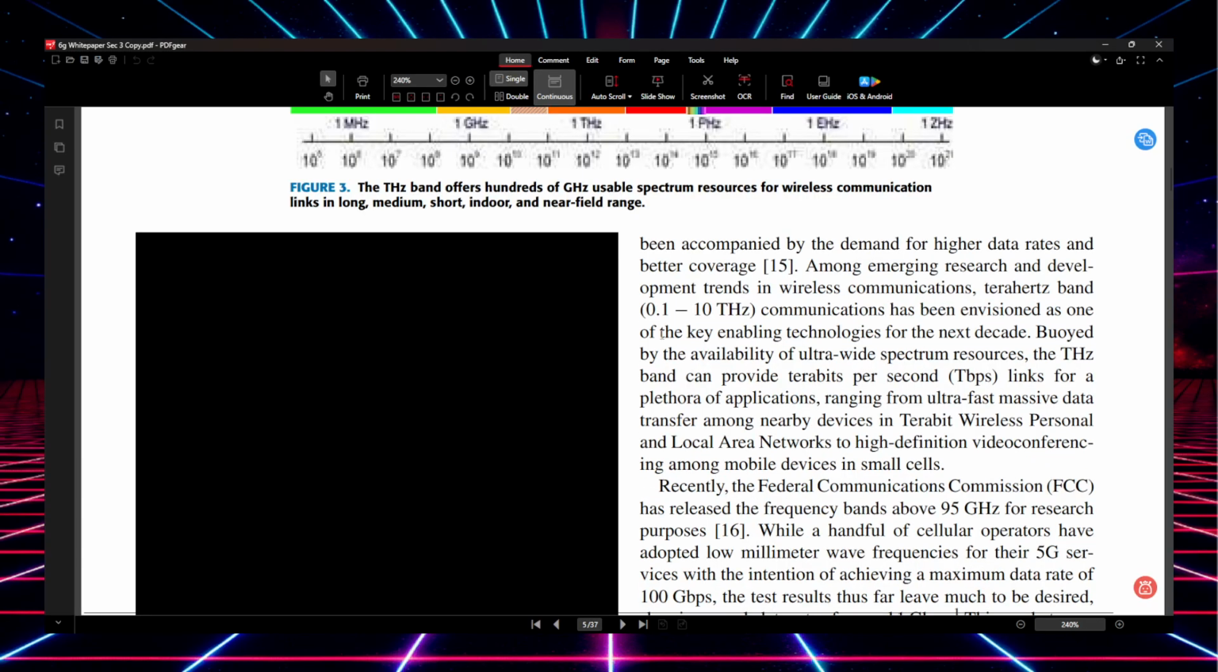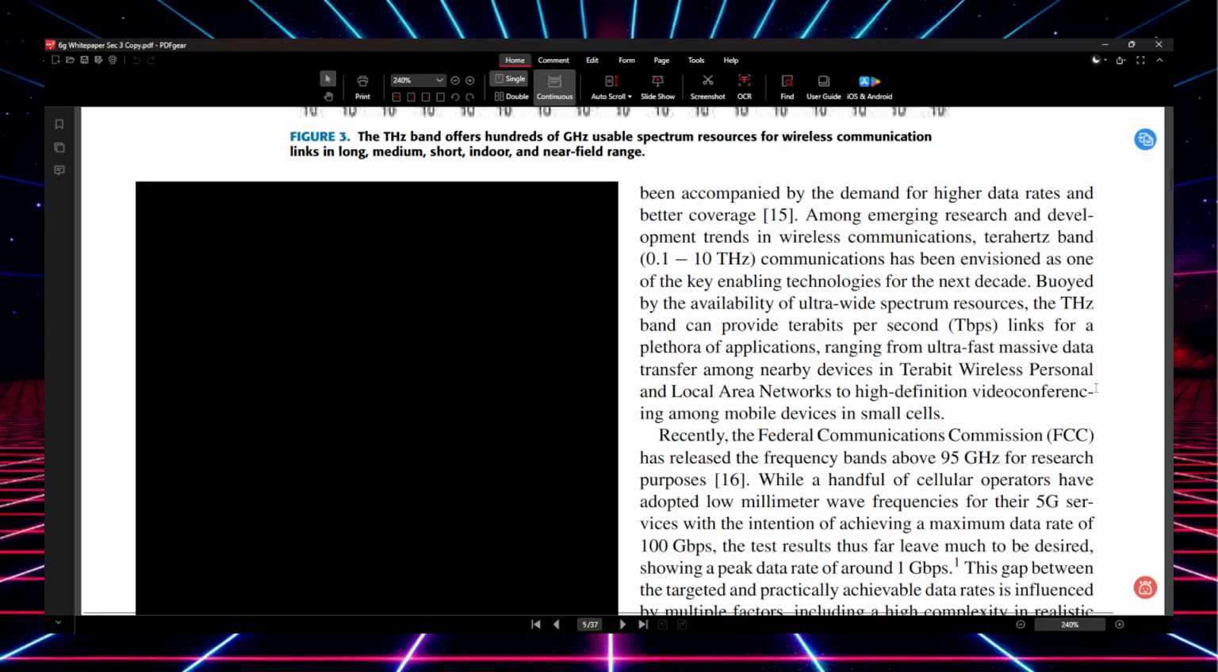Has been envisioned as one of the key enabling technologies for the next decade. Buoyed by availability of ultra-wide spectrum resources, the terahertz band can provide terabits per second, Tbps, links for a plethora of applications ranging from ultra-fast, massive data transfer among nearby devices in terabit wireless personal and local area networks to high-definition video conferencing among mobile devices and small cells.